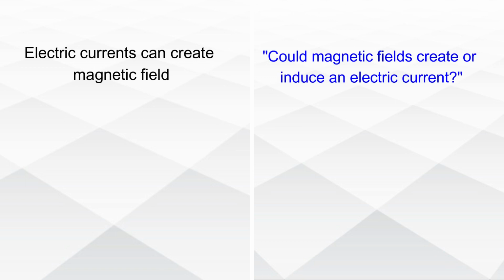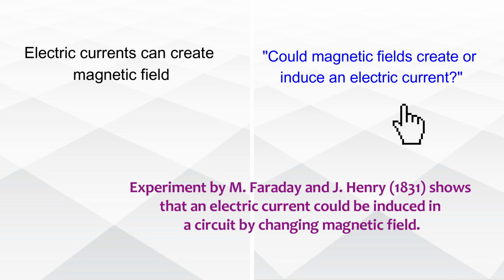We have learned how electric currents create magnetic fields in chapter 5, which refers to a current carrying conductor or long wire, circular coil and solenoid. But the issue is, could magnetic fields create or induce an electric current? The answer is yes. Experiments done by Faraday and Henry showed that an electric current could be induced in a circuit by a changing magnetic field. So I ulang, bila ada perubahan medan magnet, maka electric current boleh di-induce dalam litar.